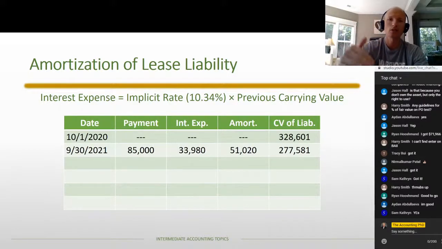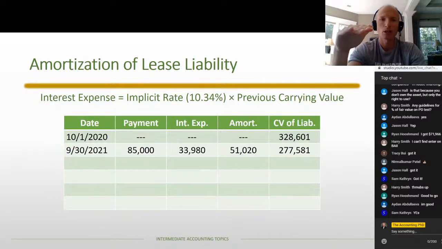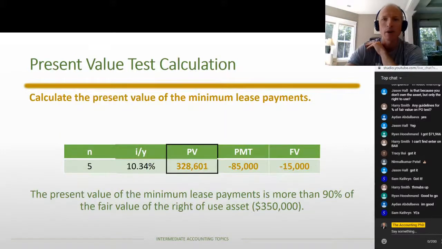And so really the next thing is, next year on September 30th, 2021, with that payment, we have the $85,000 payment. We calculate the interest expense using the implicit rate, and we apply the implicit rate to the prior carrying value. And so that's where the $33,980 came from, 10.34% times $328,601. And of course then the difference is the amortization, and so the amortization reduces the carrying value of the lease liability. And now one thing I just want to remind you, when you talk about a present value calculation and an amortization process, I'm going to go back to the TVM.